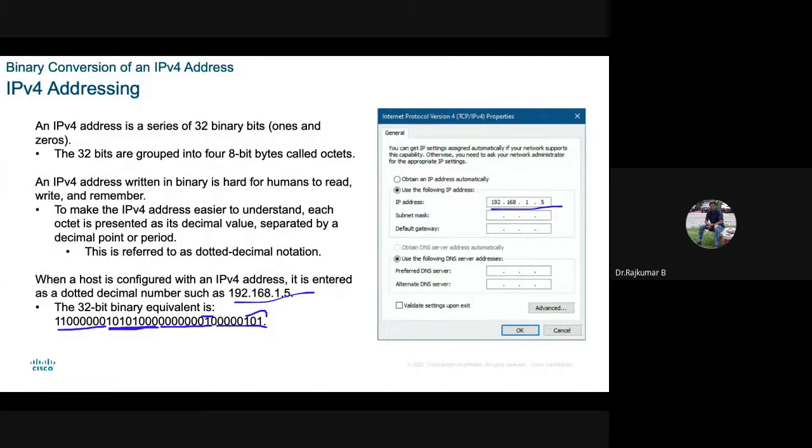So then, I'll share another screen for your better understanding.